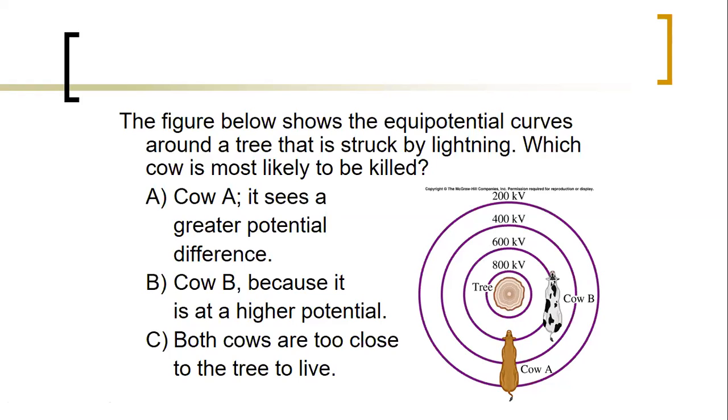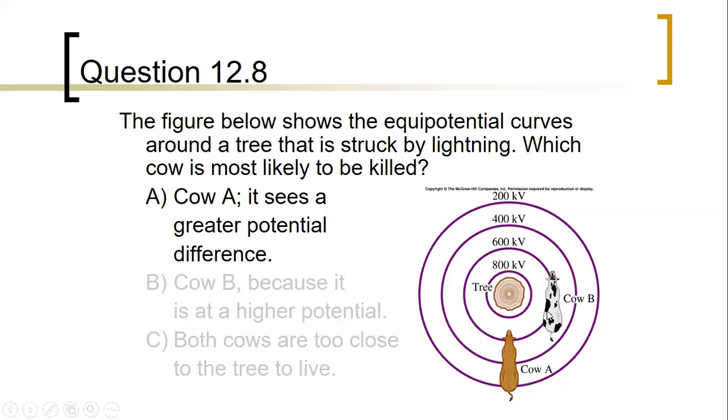Cow A, yeah, that's correct. Cow A, because the potential difference between the front and the back of the cow is large. So there will be a current flowing through cow A, and that will do big damage to the cow. But cow B is standing on the same equipotential line, so there won't be a current going through it, because there's no potential difference for the current to flow.